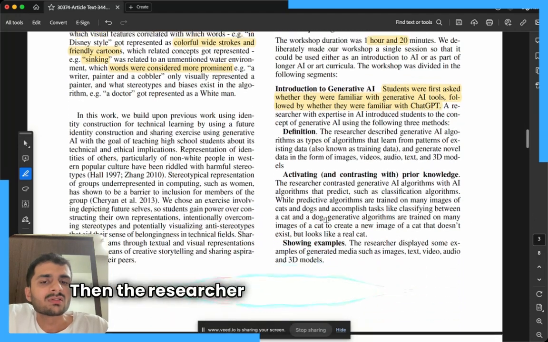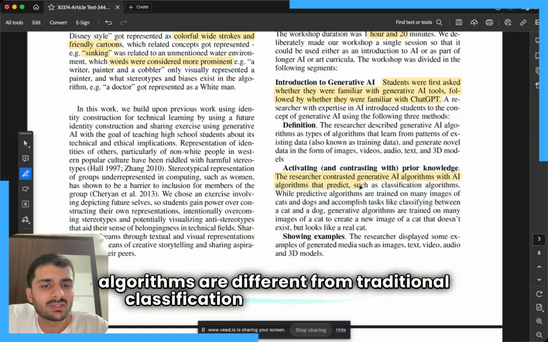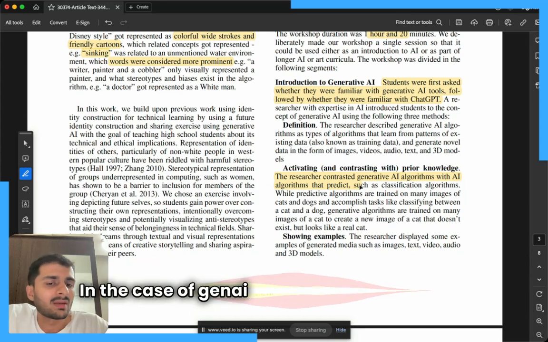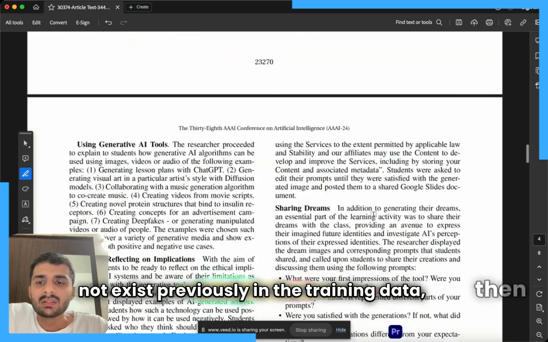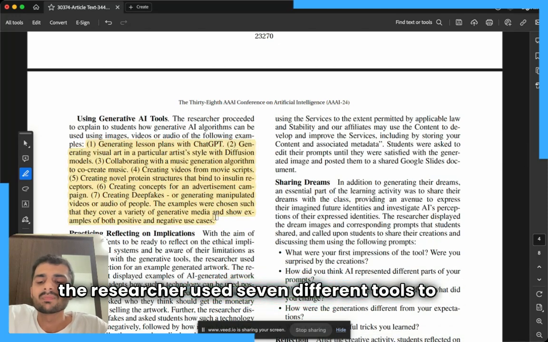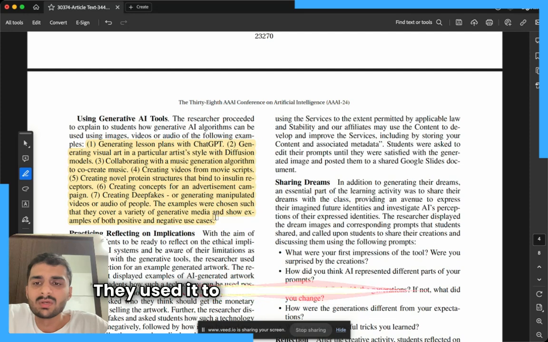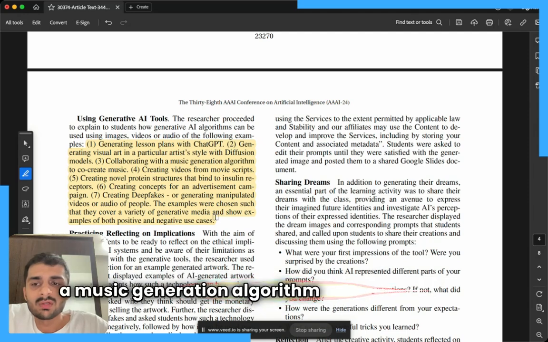Then the researcher tried to explain how Gen AI algorithms are different from traditional classification algorithms, wherein in the case of Gen AI applications you're trying to create something new, which does not exist previously in the training data. Then the researcher used seven different tools to make the students understand the applications of Gen AI. They used it to create lesson plans, visual art with diffusion models, and collaborating with a music generation algorithm to co-create music.